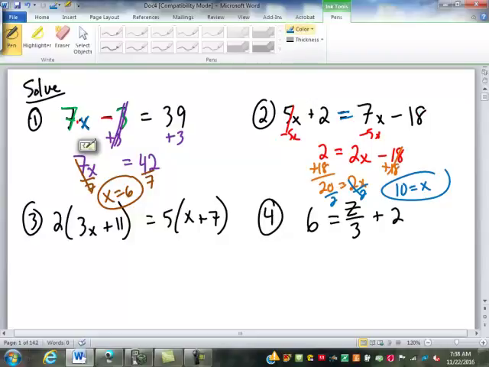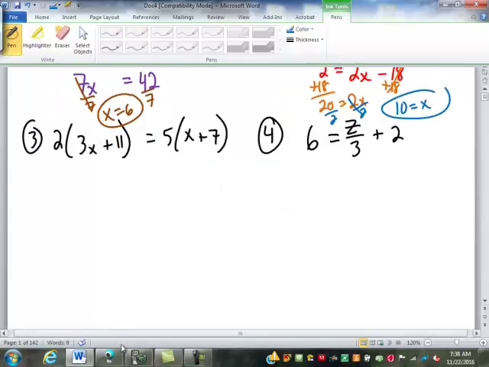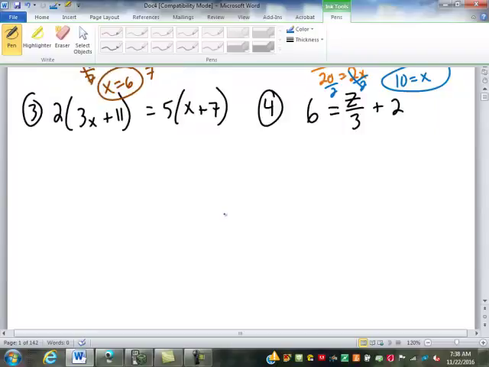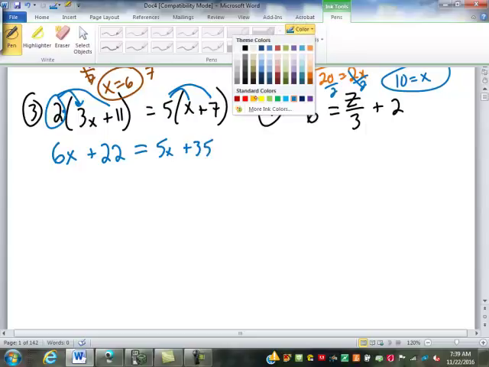Yep. So now, on the left side, we've got parentheses to deal with. And on the right side of that one. So just like we did with number 2, sometimes we have to adjust things before we start to solve. Here we got some things to combine and simplify. So there's nothing to do inside this set of parentheses. So we're going to multiply by the 2. 2 times 3x is 6x, and 2 times 11 is 22. Equals, over here we've got 5 times x, it's 5x. 5 times 7 is 35.